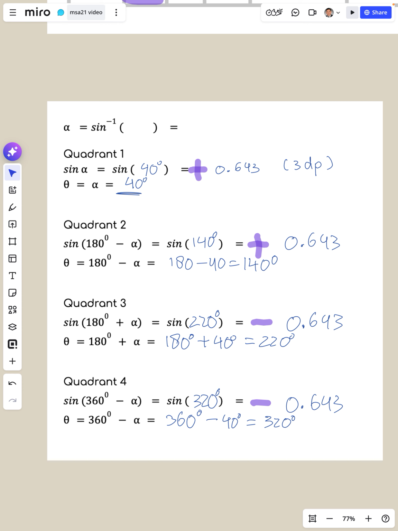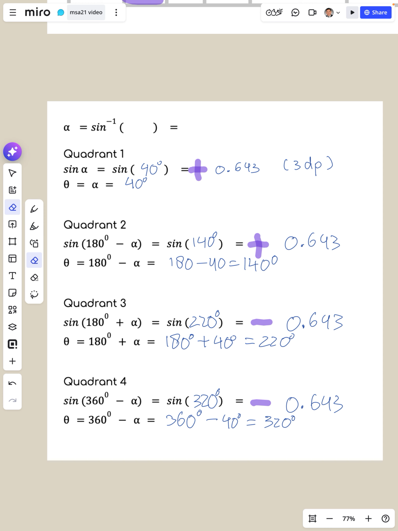Yeah, so this is easy, and the last thing to do is to check. You can take your calculator and press, let's say, for quadrant 2, sine 140. My calculator says 0.6427 and something. And if you round it up, it is 0.643.